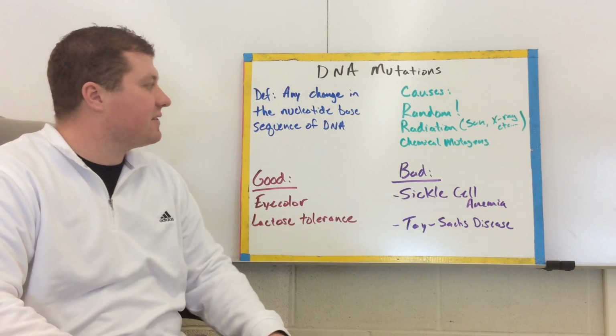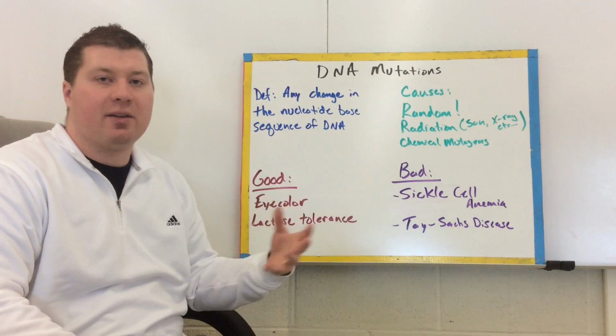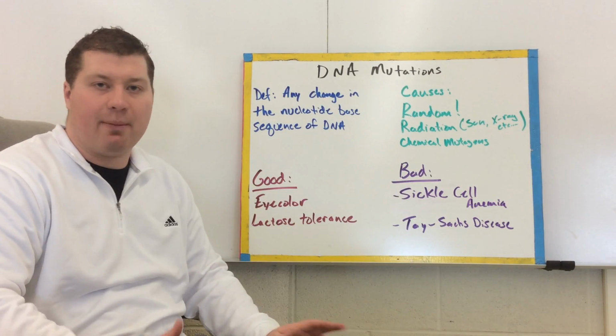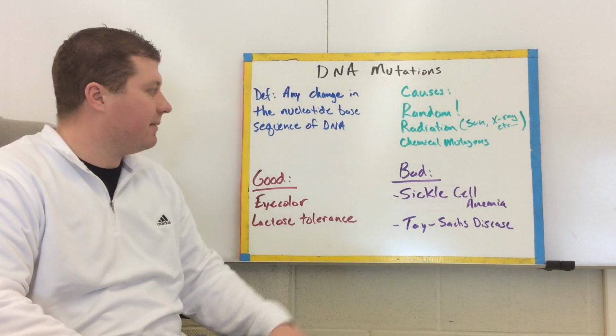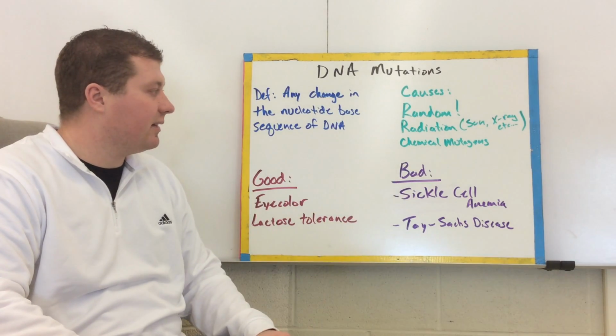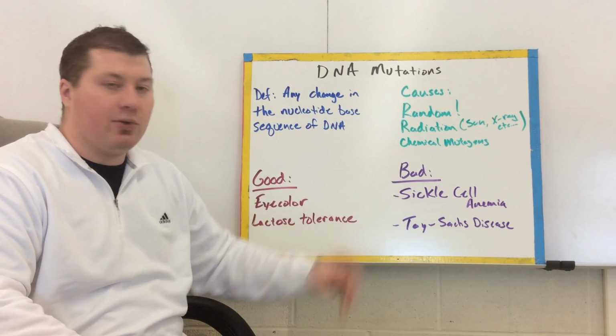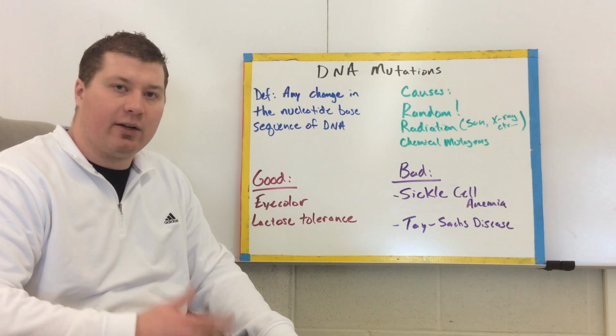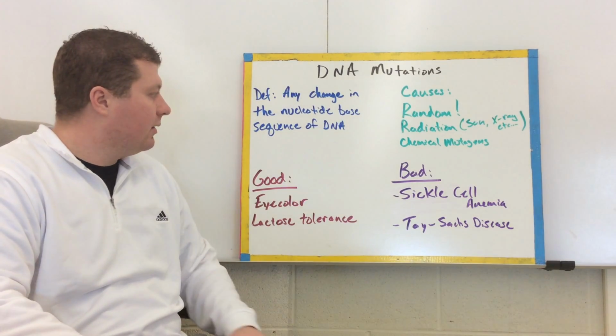Some causes for this. The first one is just randomness. Anytime the DNA is copied, there's a random chance a letter gets mixed up. Radiation can cause this, so sunlight, X-rays, etc. And chemical mutagens, so tobacco, alcohol, those types of products.